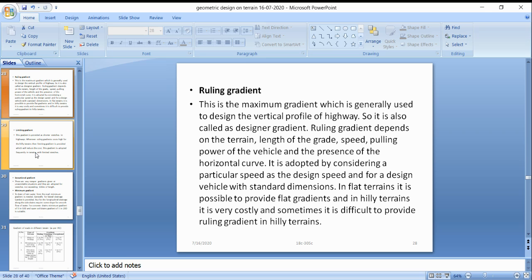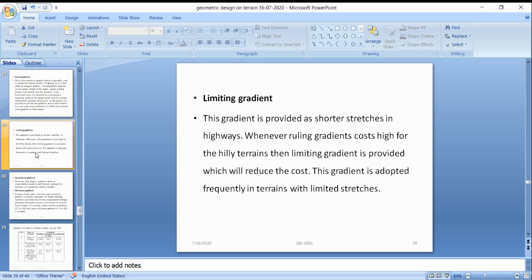In flat terrains, it is possible to provide the flat gradients, but in hilly areas, it is very costly to provide the ruling gradient. So next comes the limiting gradient.